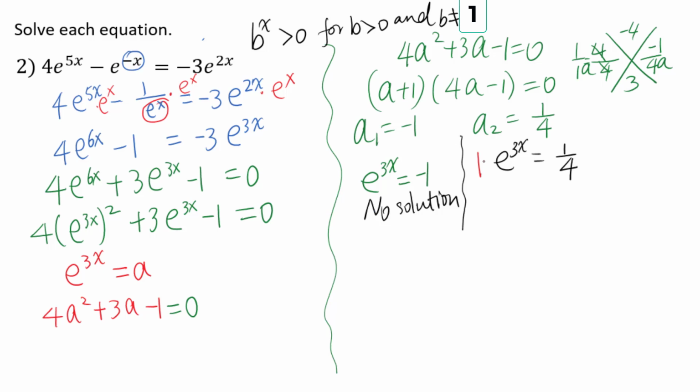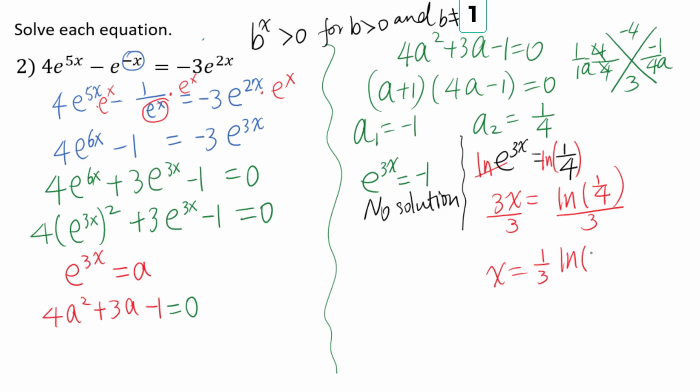Then take natural log of both sides. Cancel, 3x equals natural log of 1 over 4. Then we divide by 3 on both sides. x equals 1 over 3 natural log of 1 over 4.